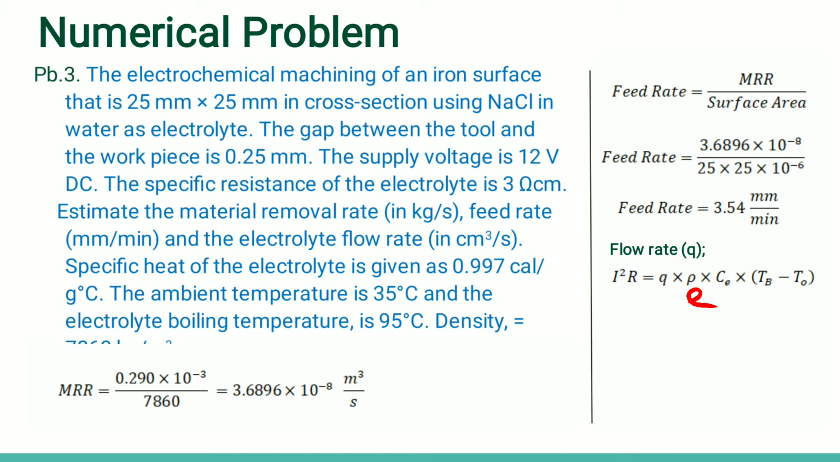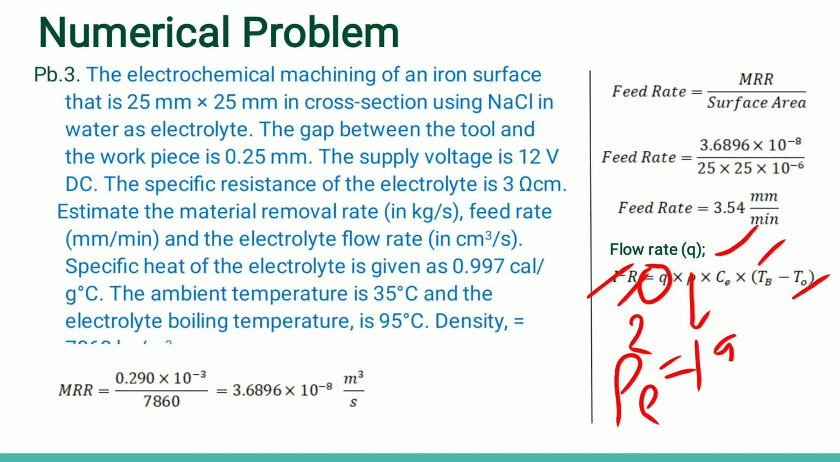Okay, of the electrolyte, density of the electrolyte, and Ce, that is specific heat, and Tb minus T naught, that is boiling temperature and ambient temperature. Now the data is all given here. I is given, we have already calculated IR, Q we have to calculate, means this value we have to find out. Ce is given to you, Tb is given, T naught is given, but the density of this electrolyte is not given. So we have to consider this rho E equals 1 gram per cc. Okay, we are considering this value.